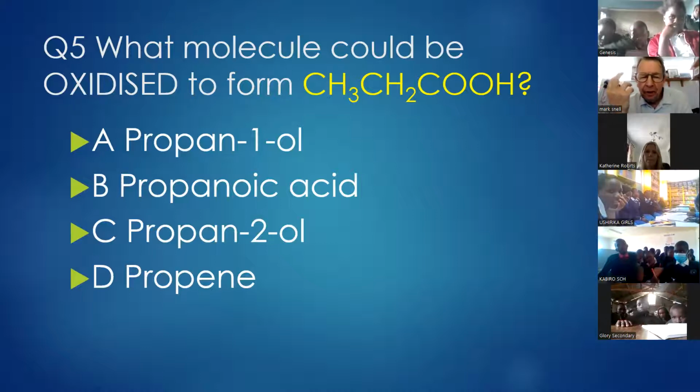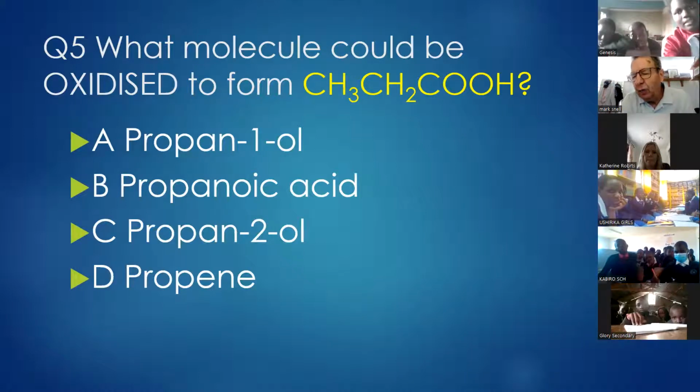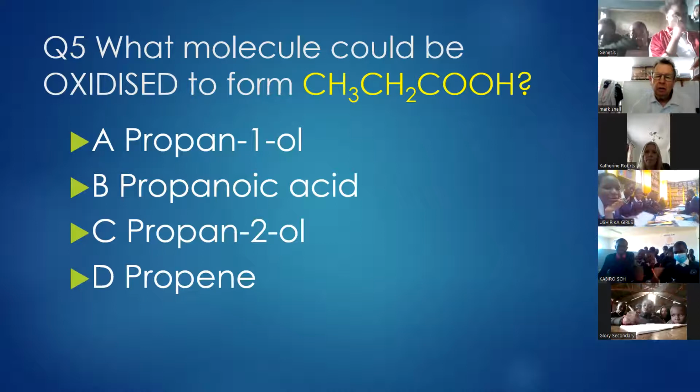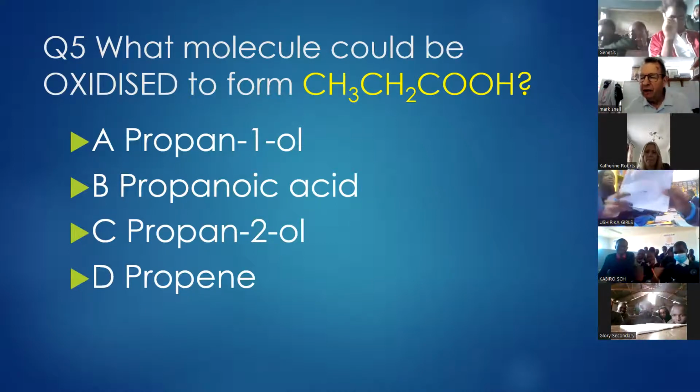Is it propan-1-ol or propanoic acid? Well, no, there is almost always a really silly answer in one of these. You wouldn't oxidize propanoic acid to make itself. That's just silly. So the other 3 are all possibilities. Is it propan-1-ol, 2-ol, or propene? What do you think? Have a bit of a think.